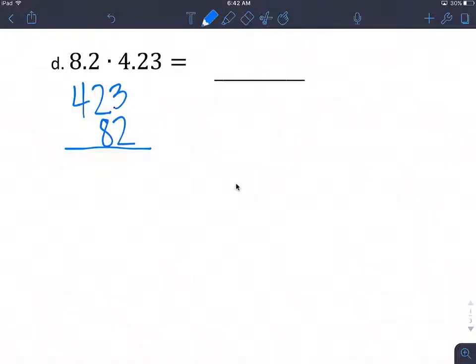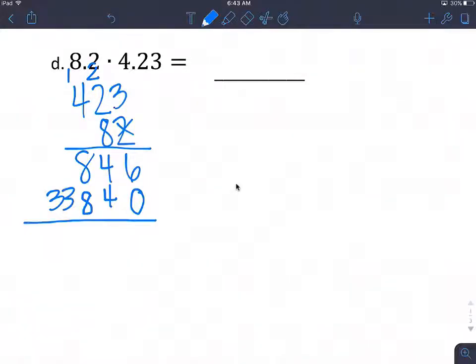I'm going to start with multiplying by 2's. 2 times 3 is 6. 2 times 2 is 4. 2 times 4 is 8. Now I'm done with my 2, and I'm going to put a 0 in as my placeholder. Now I'm going to multiply each of the 4, 2, and the 3 by 8. So 8 times 3 is 24. Put the 4 down. Carry my 2 up top. 8 times 2 is 16, plus 2 is 18, so put my 8 down, my 1 on top. 8 times 4 is 32, plus 1 is 33.